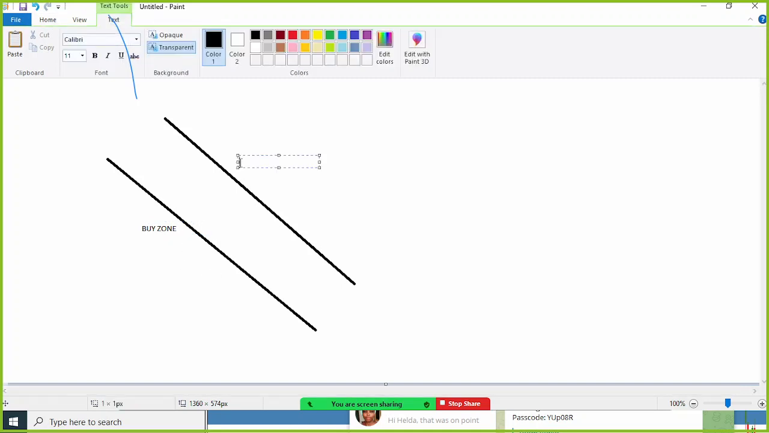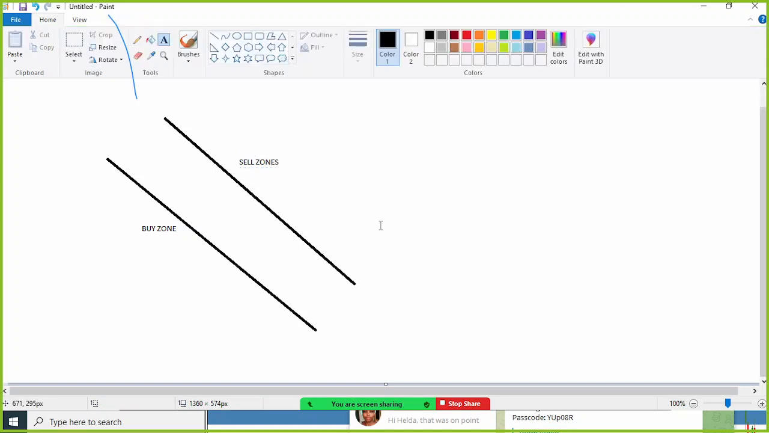And then the tops are considered as sell zones. So anytime you have a channel, if you are trading based on a channel, this is what you need to have in mind, as the tops are considered sell zones, and then the bottoms are considered buy zones.